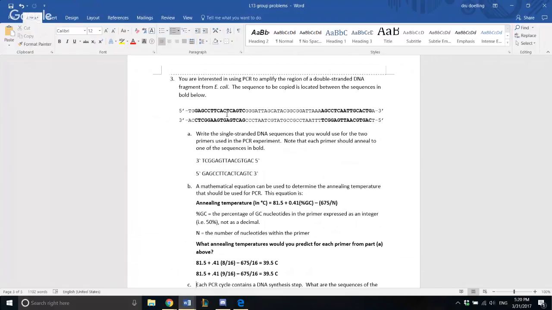And the next part will be exactly the same thing. So we have 9 instead of 8. It's still 39.5 degrees Celsius.